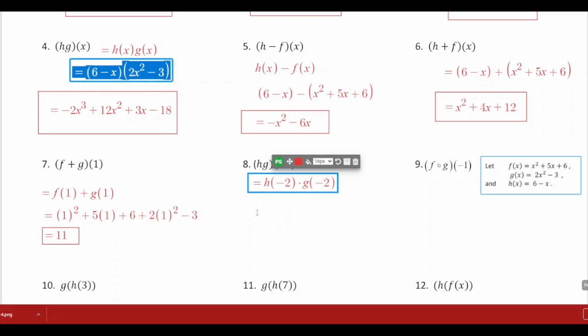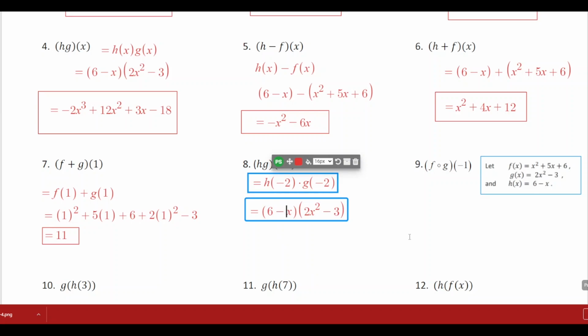Okay. So in other words, I'm going to plug in negative 2 into this h function, and then negative 2 into the g function, and then evaluate these separately. So you can see this is probably going to be a little faster than having to multiply them together and then plugging negative 2 into each one of these.